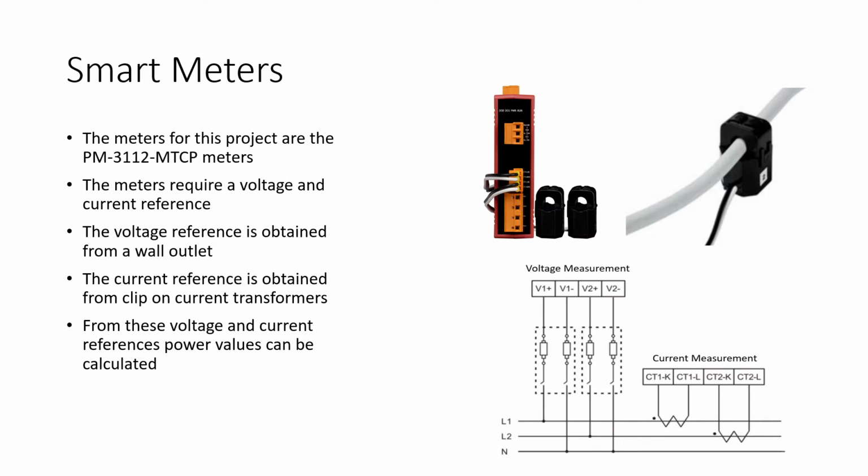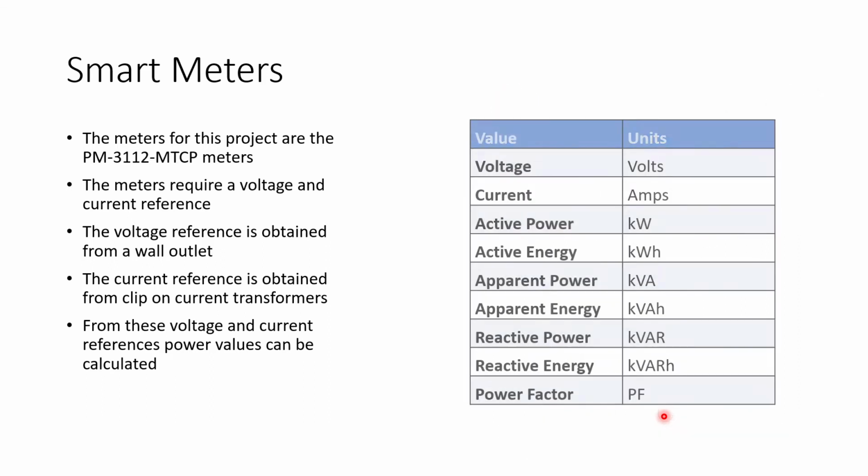The meters used for this project are the PM3112 Modbus TCP meters shown here. The meters require a voltage and current reference. The voltage reference is obtained from a live and neutral wire from a wall outlet being connected to the V+ and V- pins on the meter. The current reference is obtained from a current transformer which clips onto the outside shielding of a live wire to obtain a current reference. From these voltage and current reference values, power references and power values can be calculated.